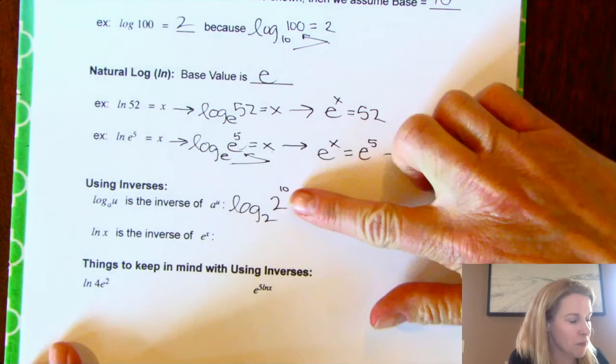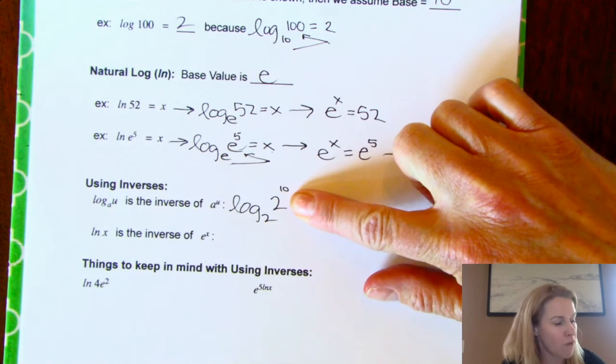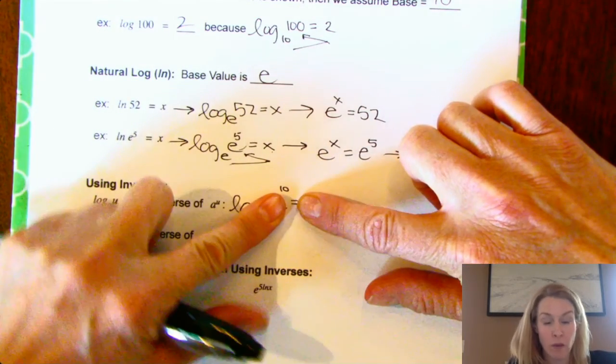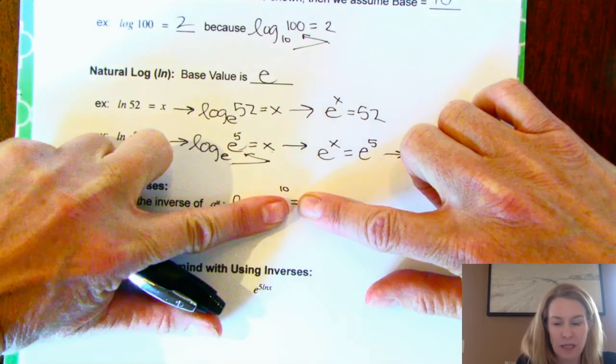If I cover this up again, think about this. The log base 2 is the inverse of the 2 to the 10th. So that basically the log base 2 and the 2 leaves me with 10, if you want to think about sort of canceling, which is not the right word here, but you get the idea.